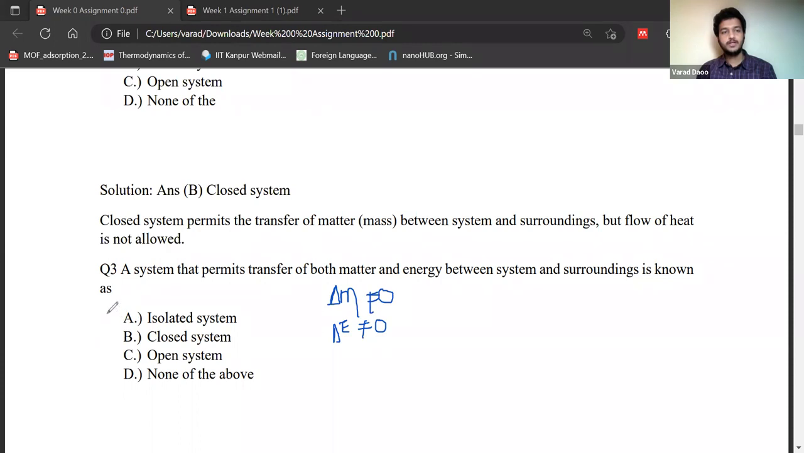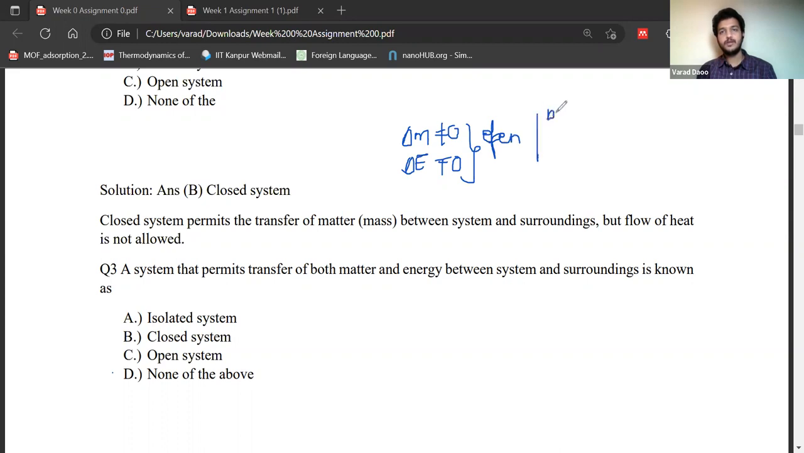Will it be an isolated system? Will it be a closed system, or will it be an open system? It will be an open system, right? Let me repeat again. When delta M not equal to 0, delta E not equal to 0, we have an open system.